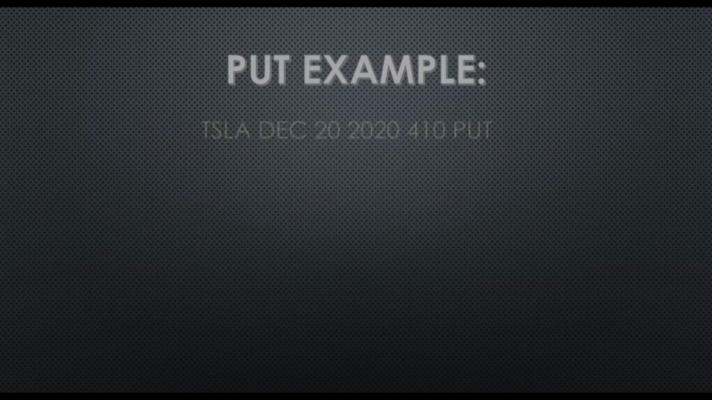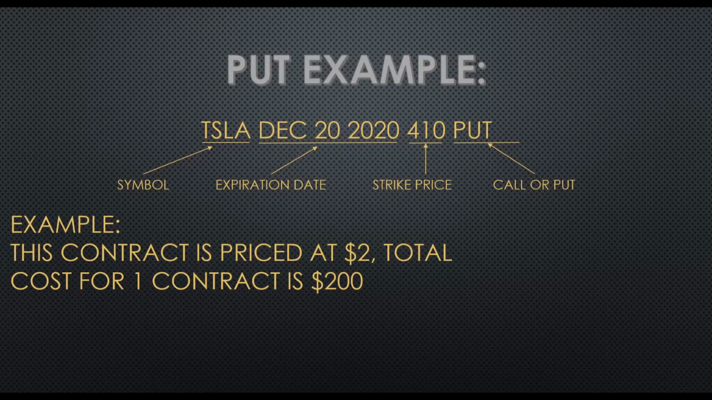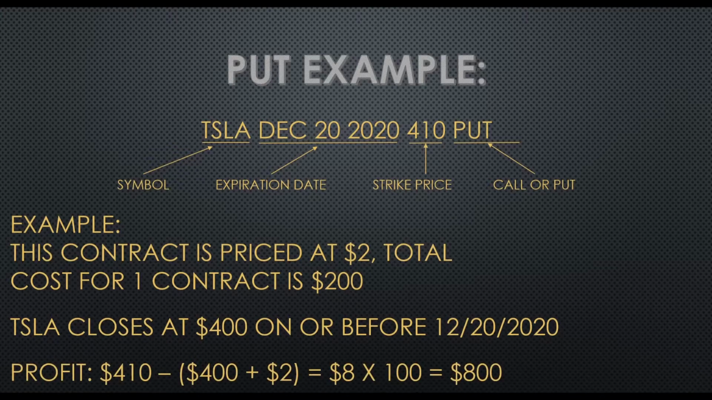So a put example. Let's say we're using a similar put. Tesla is the symbol, and this is the expiration date. This is the strike price, and this is the put contract. So in this example, I'm going to use $2 again. The contract is priced at $2. So the total cost of this contract is $200. Let's say Tesla closes at $400 on or before 12/20/2020, so it lost value. So my total profit will be 410, which is the put option strike, minus the current price of $400, minus $2, my fee, which is equal to 8 times 100 shares, equal to $800 of profit.